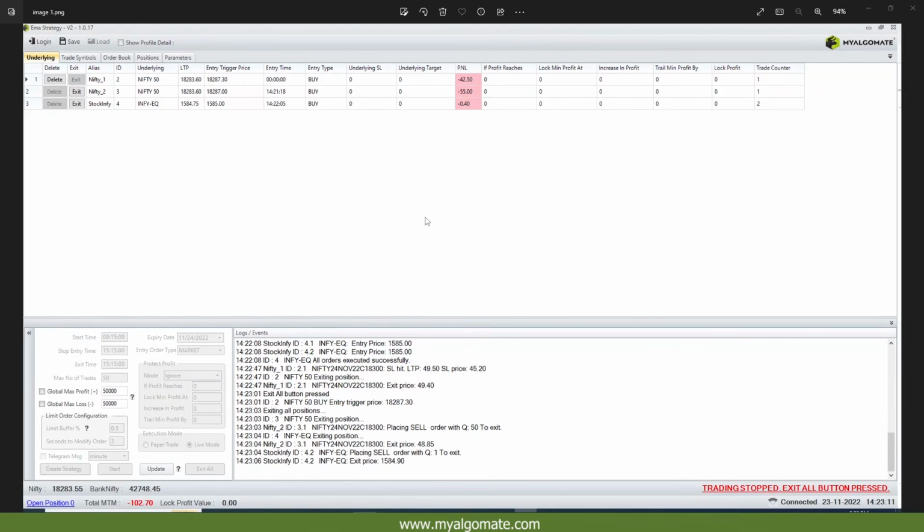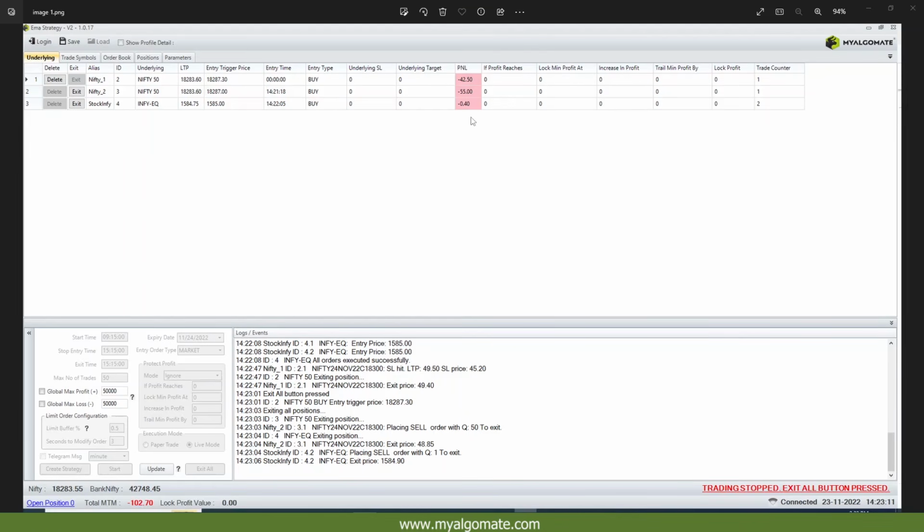Just to demonstrate how it looks when the software is running and taking the trades, we have taken some screenshots in the morning, and I'll be showing you the same. This is the underlying tab. It shows you what strategies are added. Let's say you have added Nifty 2 times with different settings and you have added Infosys stock, it will show it like this.